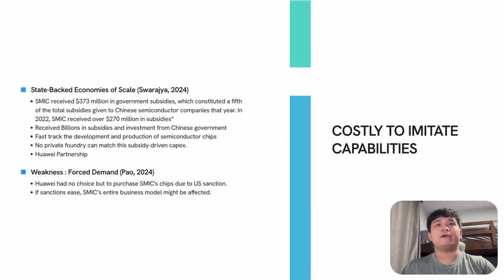SMIC's third competitive advantage lies in its costly-to-imitate capabilities, advantages so resource intensive that competitors simply cannot replicate them. The numbers speak for themselves. In just one year, SMIC received $372 million in government subsidies. This isn't occasional aid, it's systematic state backing, with billions invested to fast-track chip development and production. No private foundry can match this subsidy-driven capital expenditure, giving SMIC an unmatched ability to scale rapidly despite market conditions. The Huawei partnership exemplifies these advantages.